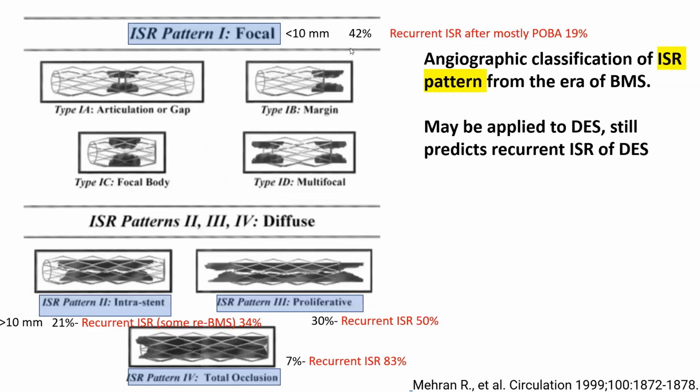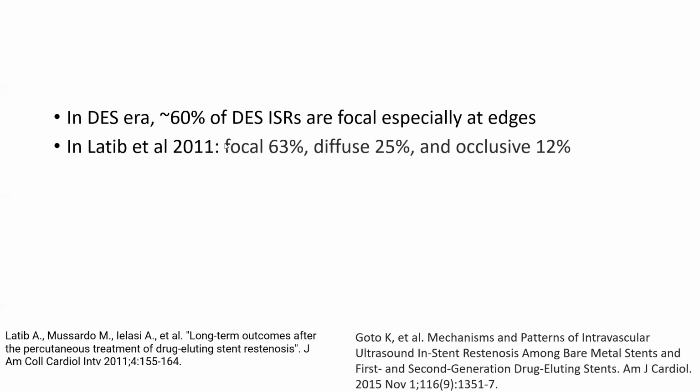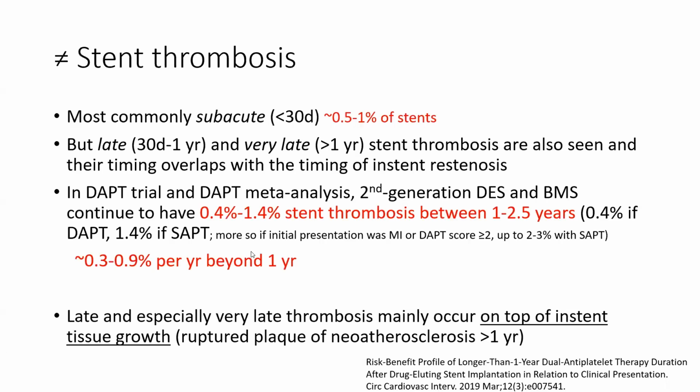Now, in the BMS era, in Mehran's paper, most restenosis were diffuse. So BMS not only caused more restenosis, it also caused more extensive restenosis. The beauty of the DES is that not only do they inhibit restenosis, they cause less aggressive restenosis. It tends to be more focal. 60+% of DES restenosis are focal. The other ones, about 35-ish%, are diffuse or occlusive.